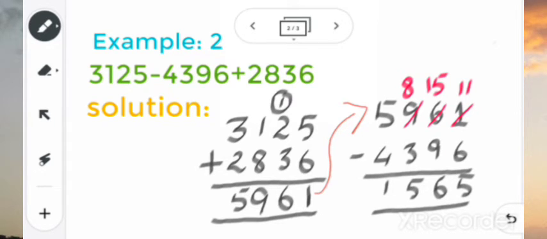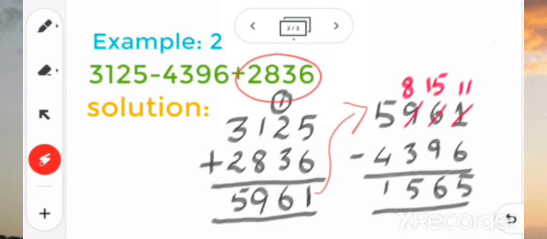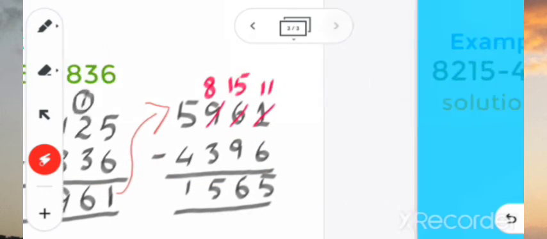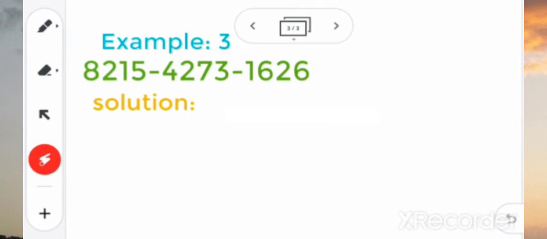Okay, so this is the second model. We add the first and the third number. Then from that sum, we minus the second number. Okay, now one more model is there. It is not given in your book, but I am giving it to you. If you know, it is good only. Okay, for that only I am giving.